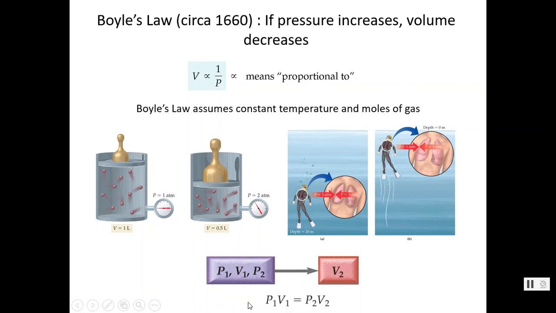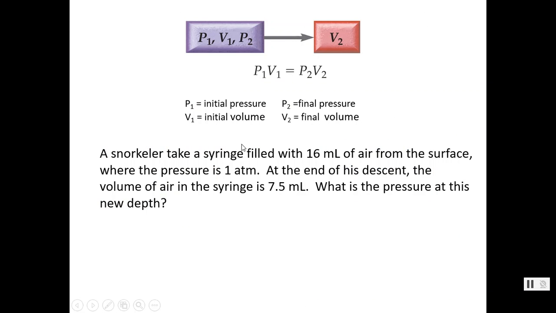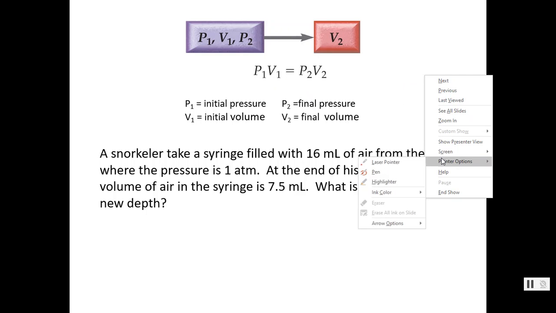If I have an initial pressure and an initial volume, like P1, V1, and if I have a final pressure, P2, we can then find the final volume, V2, by this statement down here. So this is another statement, a mathematical expression of Boyle's law that you will be using in this chapter, which is P1 V1 equals P2 V2. And we're going to use that in this next practice problem, where P1 is initial pressure, V1 is initial volume, P2 is final pressure, V2 is final volume.